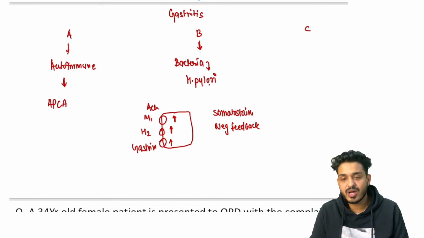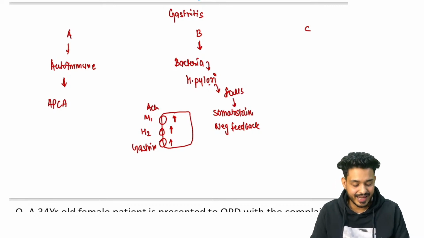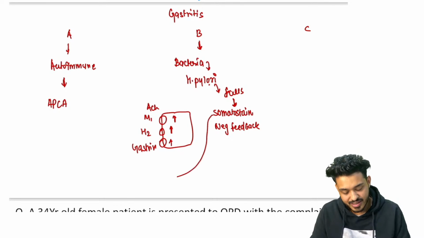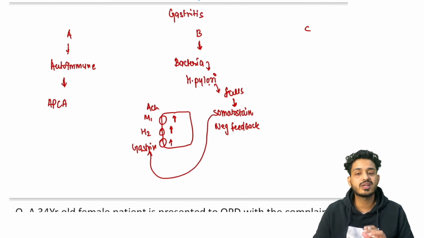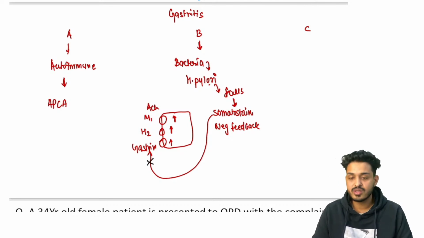This H. pylori is going to damage the delta cells, and delta cells are going to secrete somatostatin. And somatostatin का function क्या होता है? I have taught you, somatostatin हमेशा inhibitory होगा, right? जहाँ भी जाएगा सबको इनिबिट कर देगा. तो somatostatin का काम होता है गैस्ट्रिन को इनिबिट करना.